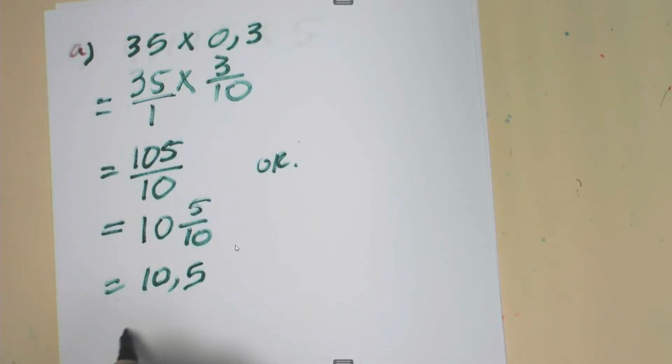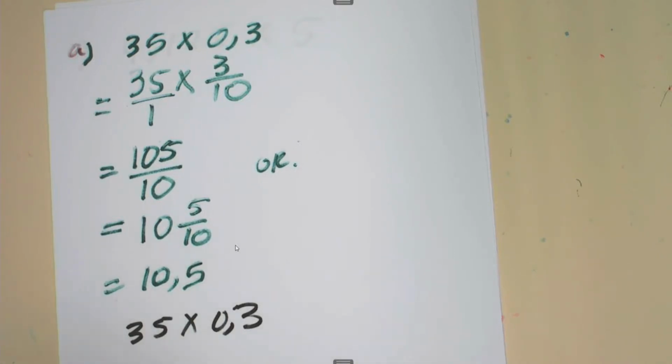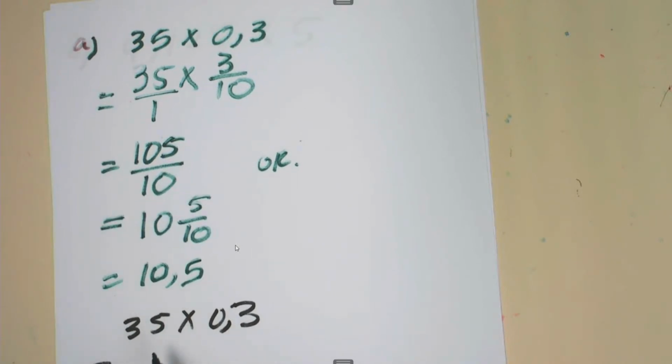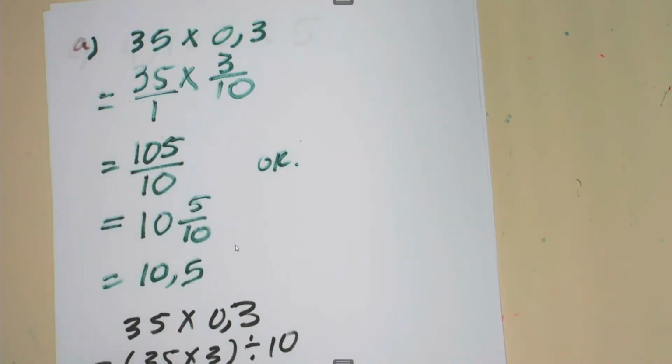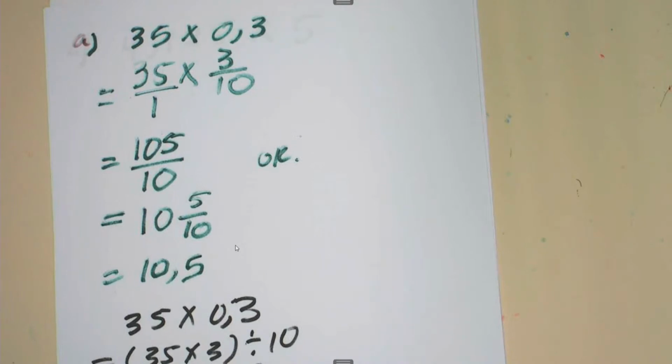Now we have 35 multiplied by 0.3. Then we say it is the same as 35 multiplied by 3. Then it's tenths, so we are going to divide it by 10. And then how much is it going to give us? It's the same as 105 divided by 10. Now, what did we say about division by 10?